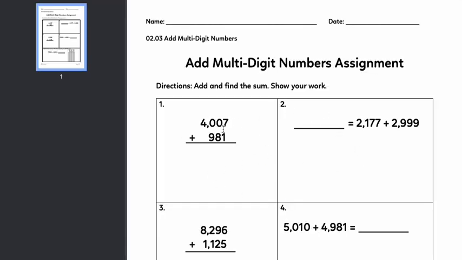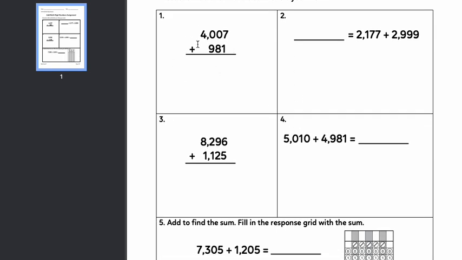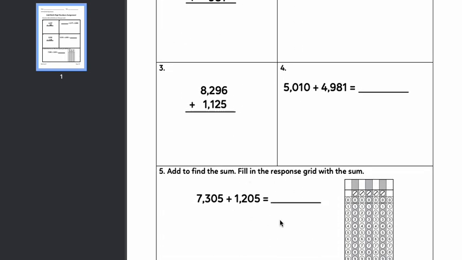So check it out. This one is showing, hey, the addition problem is right here. So your answer, remember, the sum is going to go right here. Same thing. So we have this one, this one, this one. This is, hey, fill out the corresponding response grid. You don't need to worry about this. You got this. All right. Good job, third grade.